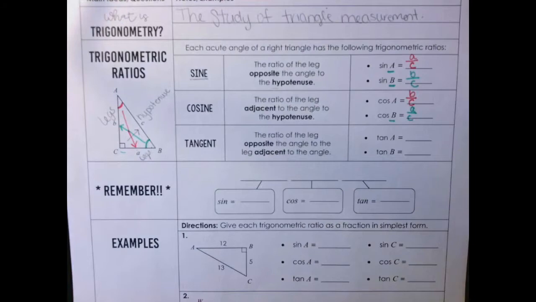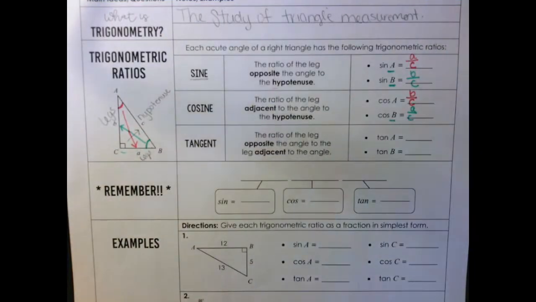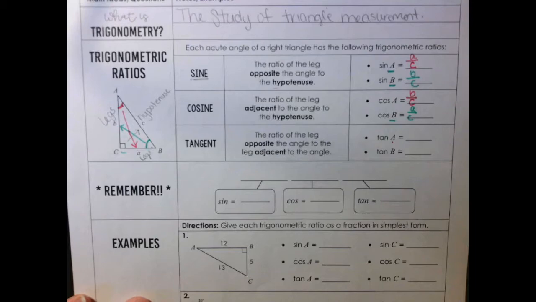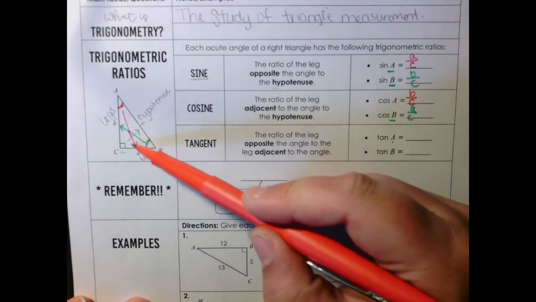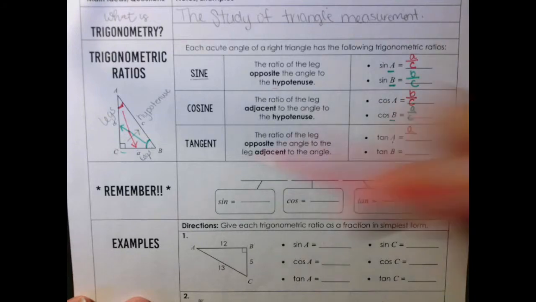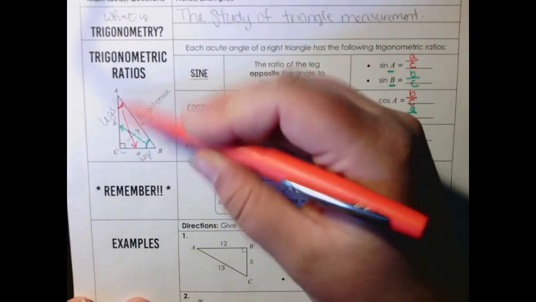And then lastly, we're going to look at tangent. Tangent is going to be the only trigonometric ratio that doesn't involve your hypotenuse. So it's only going to be your legs, and it's going to be the ratio of the leg opposite the angle to the leg adjacent to the angle. So opposite over adjacent. So looking at angle A, we're right here, I need the leg opposite of it, which is going to be A, over the leg adjacent to it, which will be B. B is making up angle A.